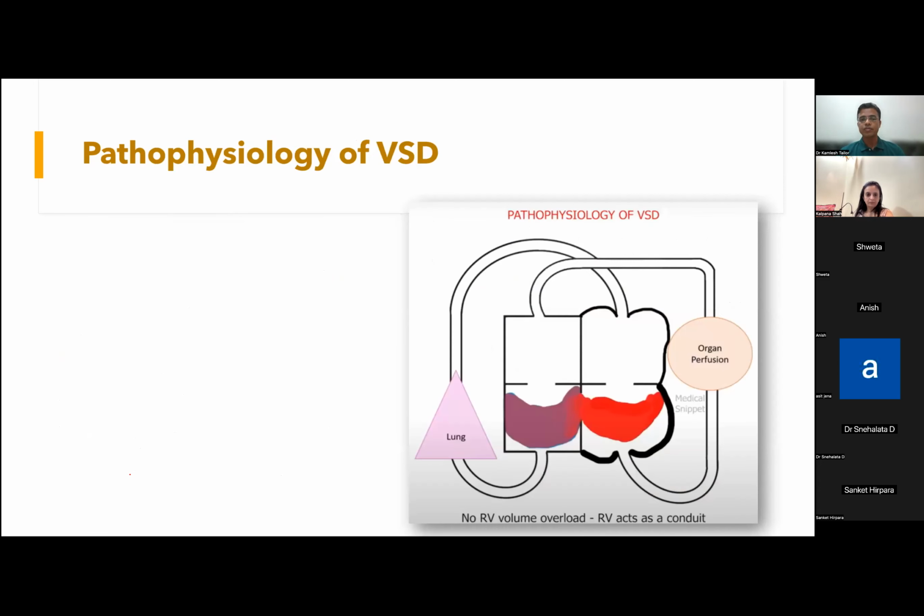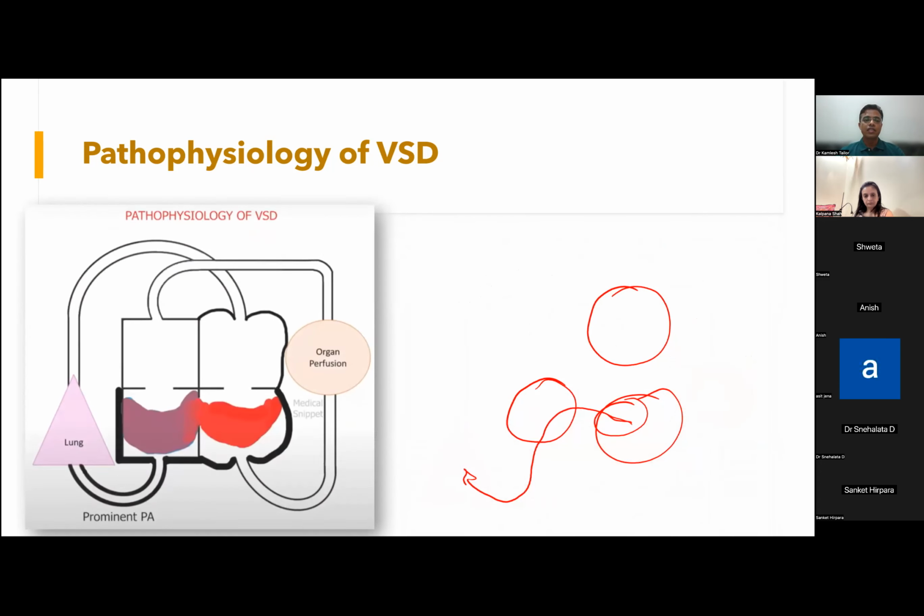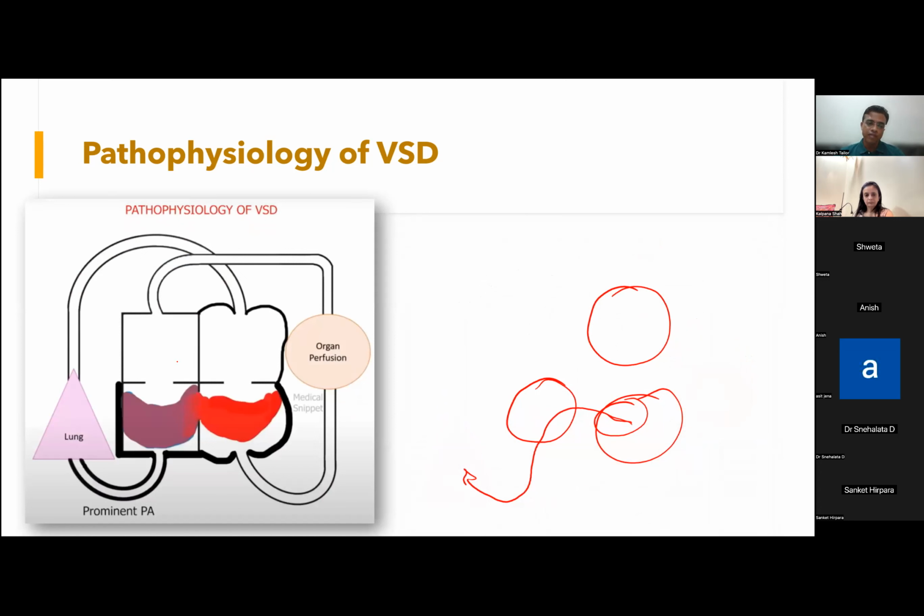As I mentioned, the same thing in the pathophysiology: because the RV just acts as a conduit in a small and moderate size VSD, the blood from the LV shunts directly towards the pulmonary artery and increases volume overload of the LA and LV. That is why the LA and LV will be dilated in small and medium size VSD. But in large VSD, there will be hypertrophy and dilatation of the RV, PA, LA, and LV.